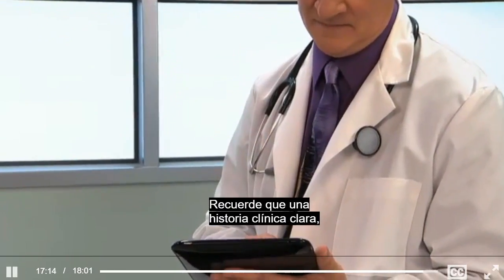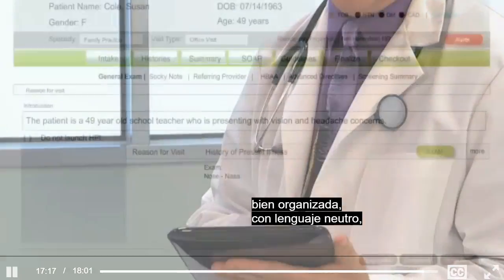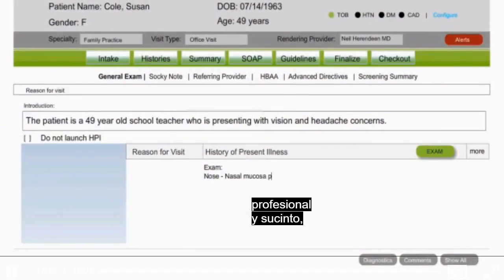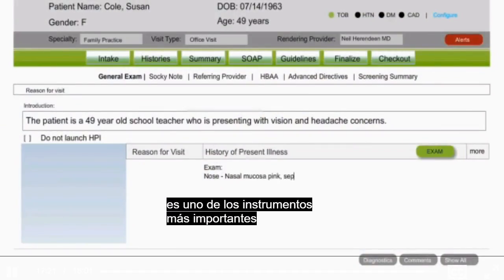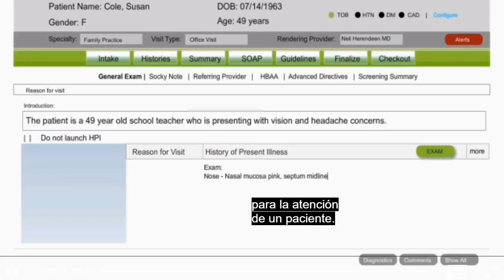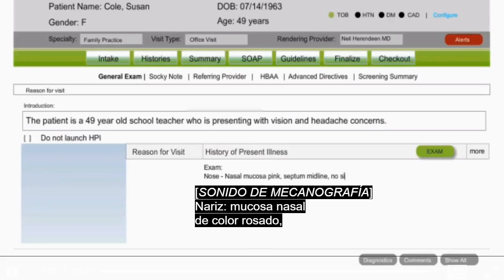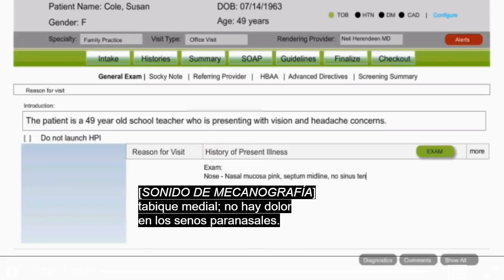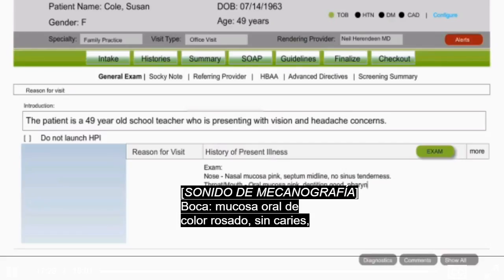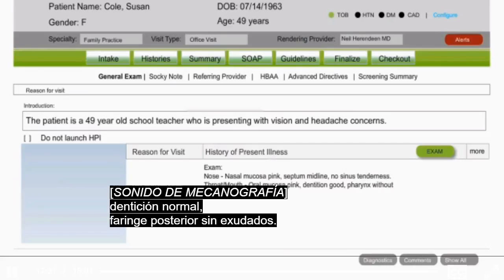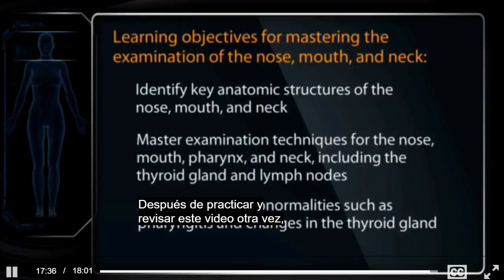Remember that a clear, well-organized clinical record, employing language that is neutral, professional, and succinct, is one of the most important adjuncts to patient care. Nose, nasal mucosa is pink, septum midline, no sinus tenderness. Mouth, oral mucosa is pink, no caries, dentition is good. Posterior pharynx without exudate. After practice and further review of this video, make sure you have mastered the important learning objectives for examining the patient's nose, mouth, and neck.